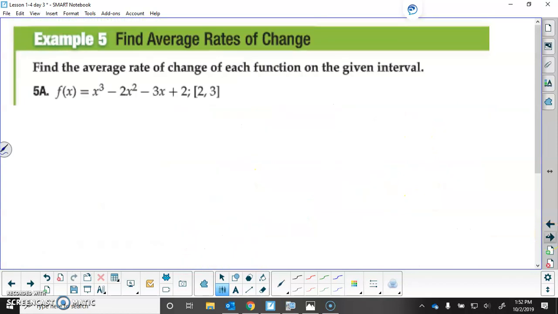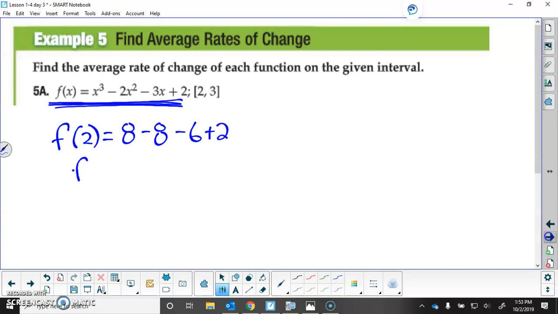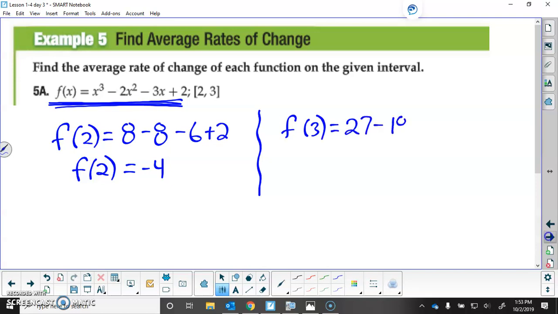Let's just do one more example. This particular function is a third-degree polynomial function. I do not have a picture of the graph. It says find the average rate of change between 2 and 3. So we have to find the output when the input is 2, and that's going to give me negative 4. We also need to find the output when the input is 3, and that's going to give us, I think, 2.